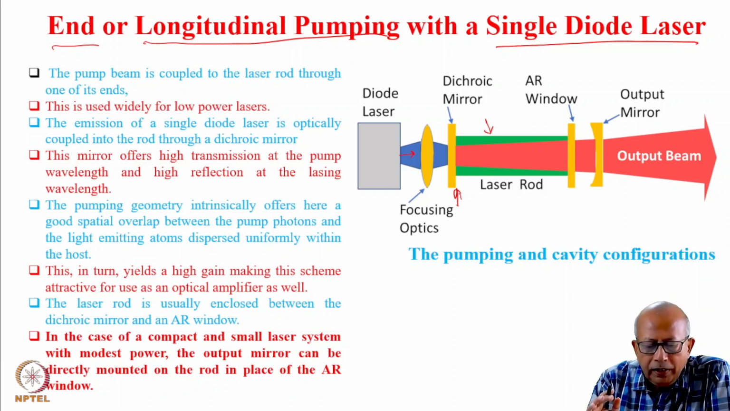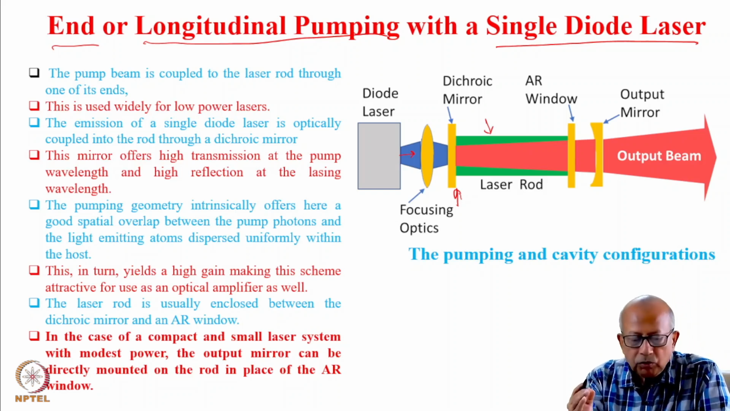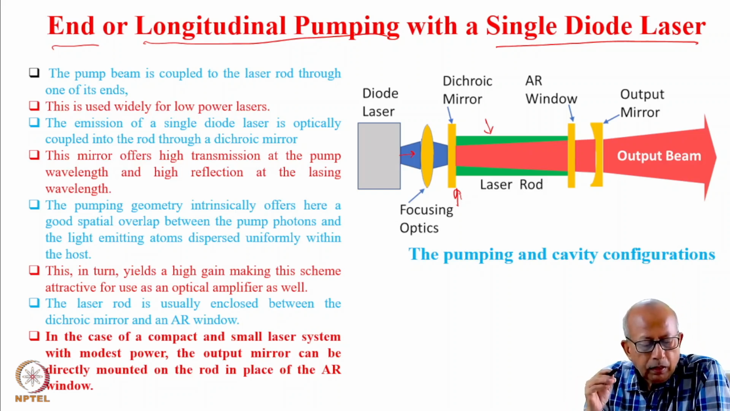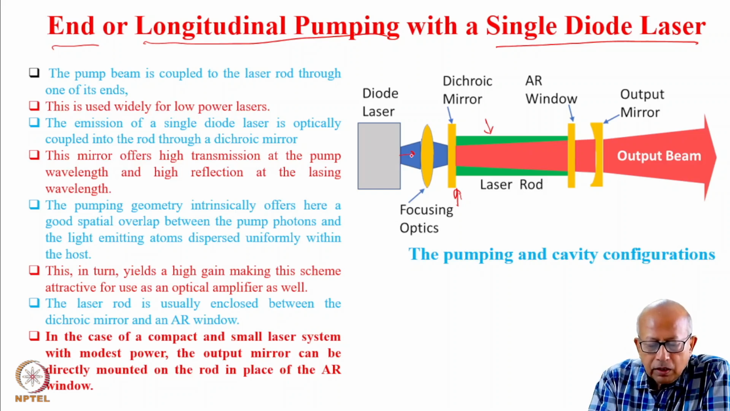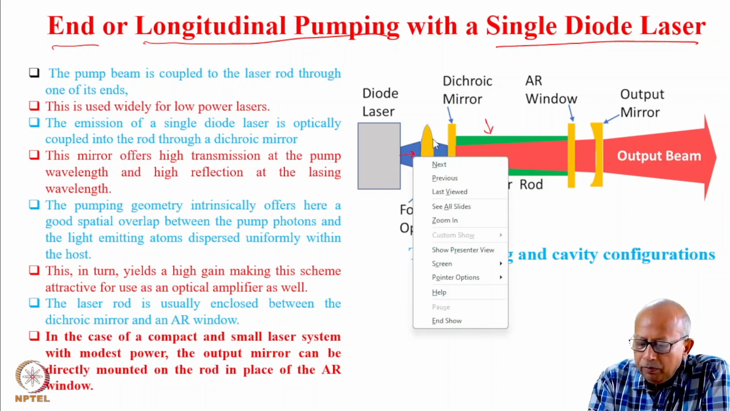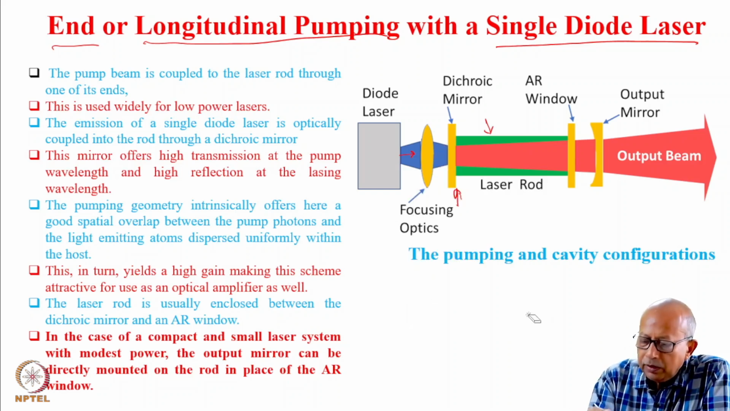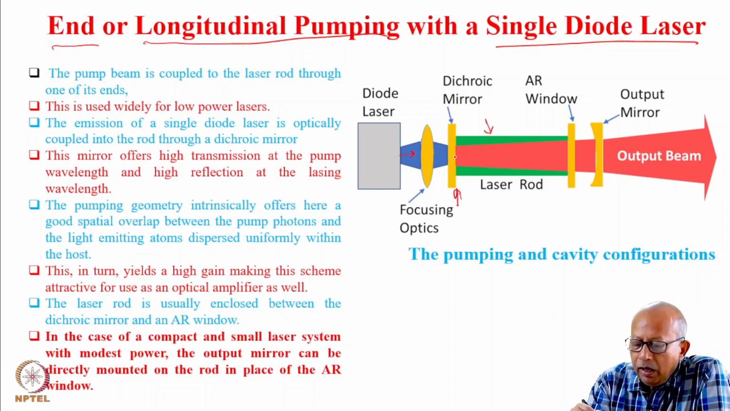This is used widely for low power laser. We will come to that. Why? So the emission of the diode laser is optically coupled with this lens. It appropriately focuses it, and it is coupled into the laser rod through a dichroic mirror.